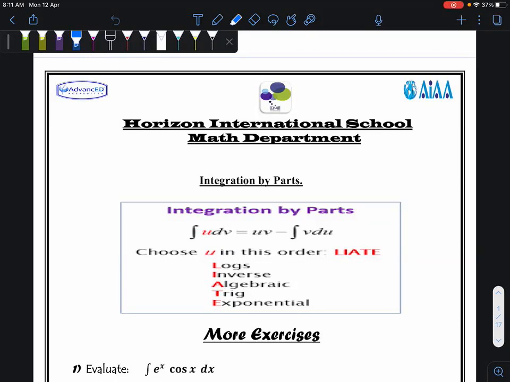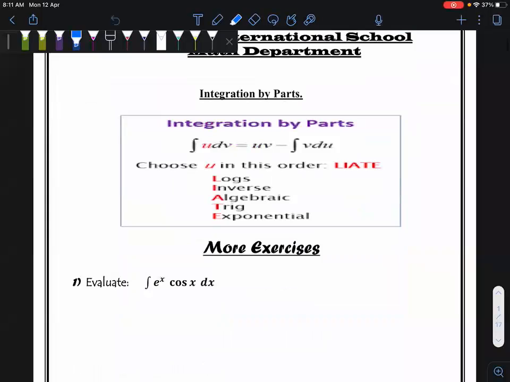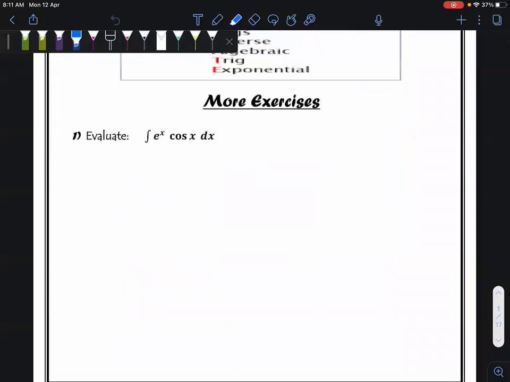The way to choose the u is using this order, LIATE. L-I-A-T-E means logs, inverse trig functions, algebraic expressions, then trig functions like sine, cosine, tan, cotangent and so on, and finally exponential. It's all here. The most important question is the integral of e to the power of x cosine x.